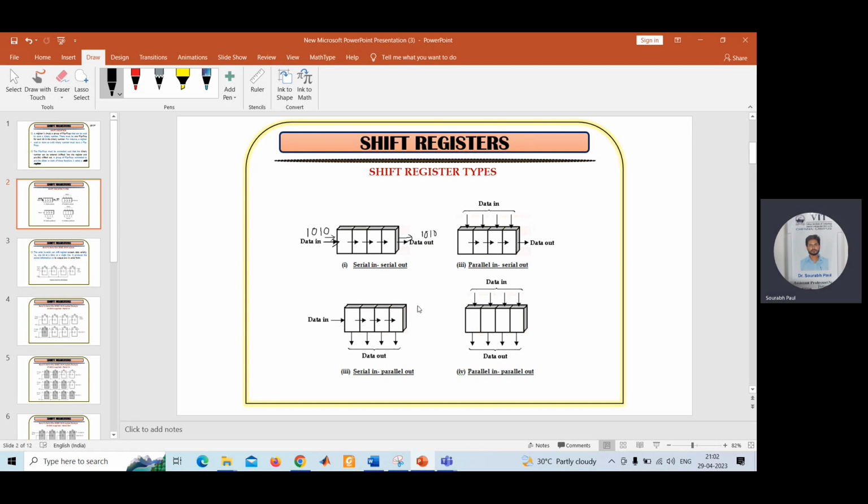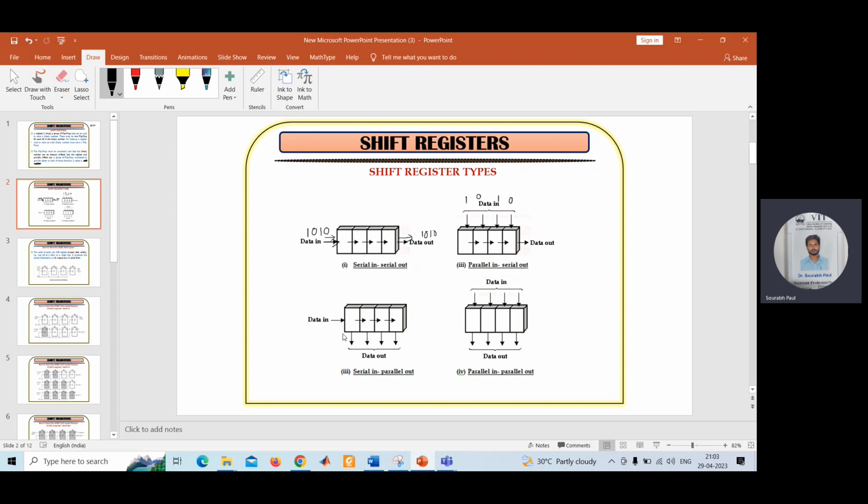Now the next category is parallel in, serial out. Parallel in, serial out means that if we take the example 1010, then we need to give 1010 at the same time to the register, and one by one the data will be collected from the output. So we input the data in parallel, and serially, one by one, we collect the data from the output of the register. That's why this is known as parallel in, serial out.